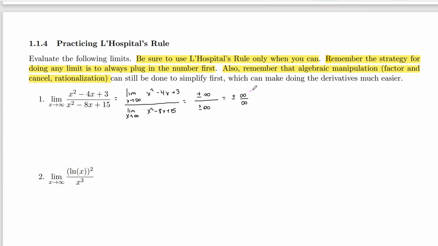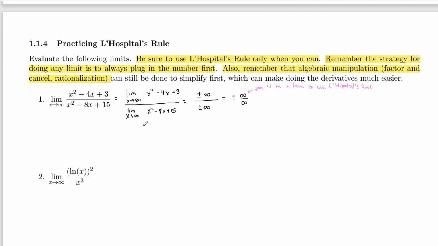And the nice thing is that this is already of the form that we can use L'Hopital's rule. Okay. If it was not, so if we did have an indeterminate form, which we'll see in the future, that's not already in the form, then one of the two forms, infinity over infinity or 0 over 0, we will have to manipulate it. But this one is.